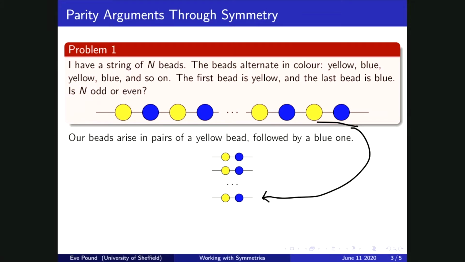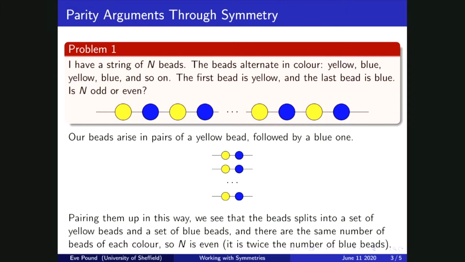Then actually we can see that our beads are paired up nicely with each other, and we could swap them over if we like. Or we could not swap them over, but we can definitely pair them up. We can definitely assign them each a partner. So if we pair them up like this, we've got a set of yellow beads on one side and a set of blue beads on the other side. And there's the same number of beads in each colour, and we know that because we've paired them up. We've given you a way of matching them one to the other.